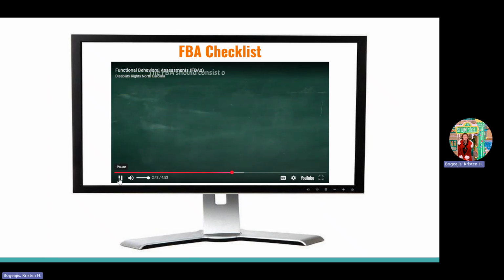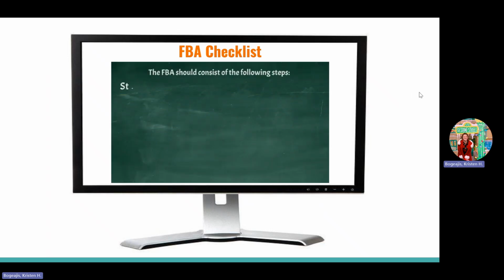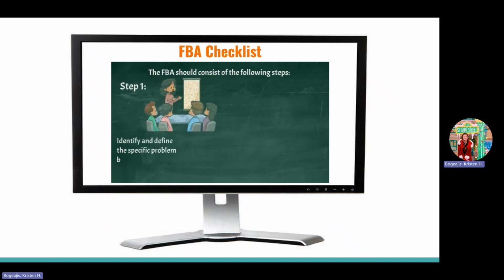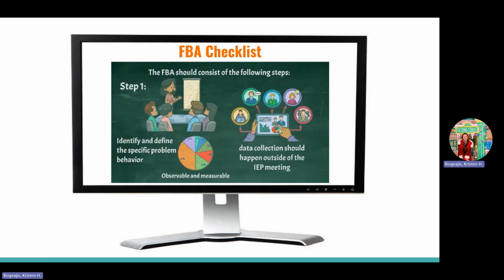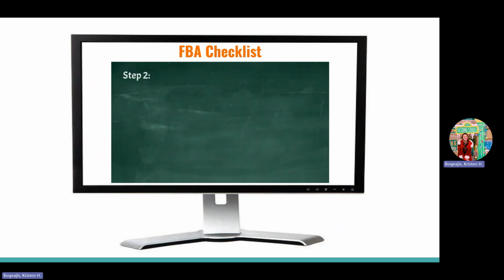The FBA should consist of the following steps. Step 1. The IEP team must identify and define the specific problem behavior in observable, measurable terms. Then the IEP team determines what information will be collected, who will collect each piece of information, and how. Collecting information does not mean writing down stories from teachers, staff, or parents about the child's behavior while in an IEP meeting. It is a longer process that should happen outside of the IEP meeting. Step 2.